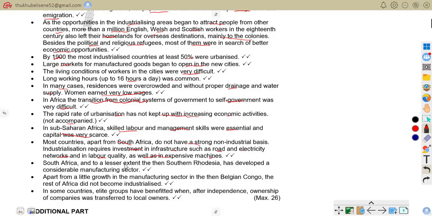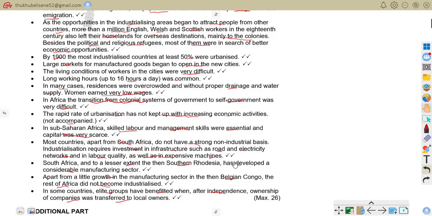South Africa, to a lesser extent than Southern Rhodesia, has developed a considerable manufacturing sector. Apart from some growth in the manufacturing sector in the Belgian Congo, the rest of Africa did not become industrialized. In some countries, elite groups benefited when, after independence, ownership of companies was transferred to locally owned hands.